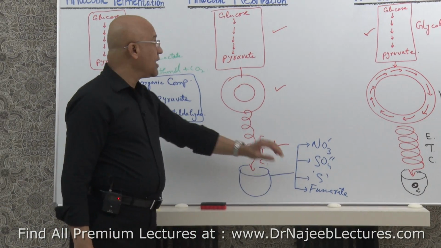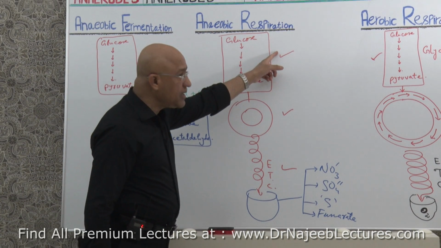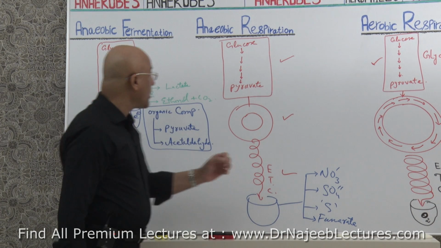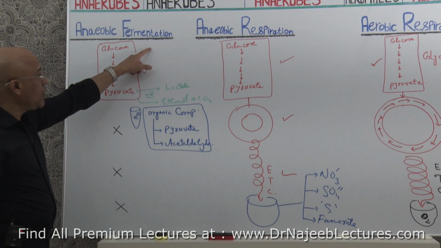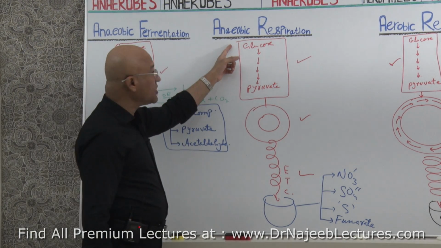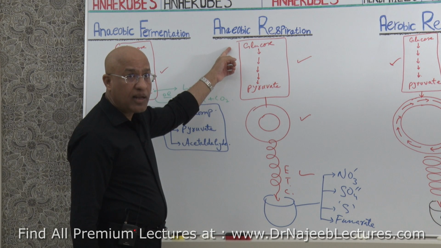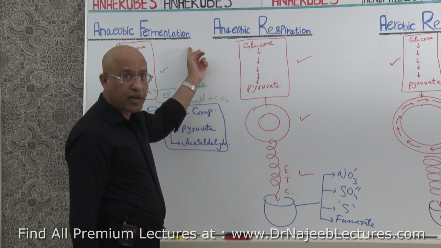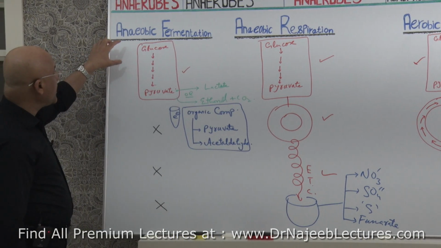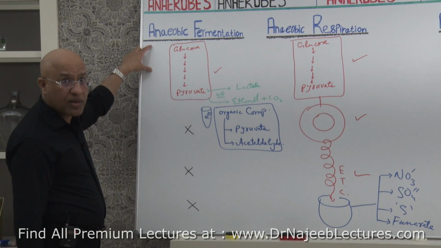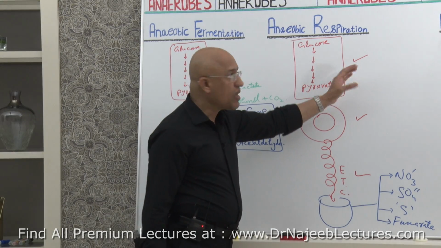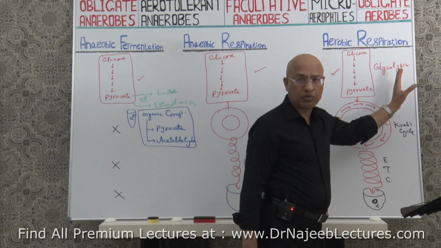At least remember that in anaerobic respiration, the final electron acceptor is not oxygen. In anaerobic fermentation, the final electron acceptor is also not oxygen, because in these two conditions, oxygen is not the final electron acceptor. That is why they are called anaerobic. But they are even different from each other. Out of them, anaerobic fermentation is the most primitive. Anaerobic respiration is slightly more evolved, and aerobic respiration is the most evolved, most advanced.